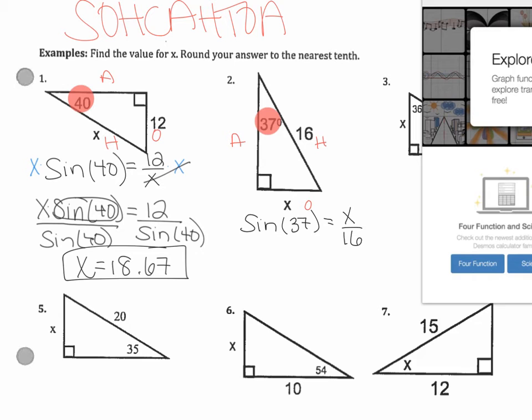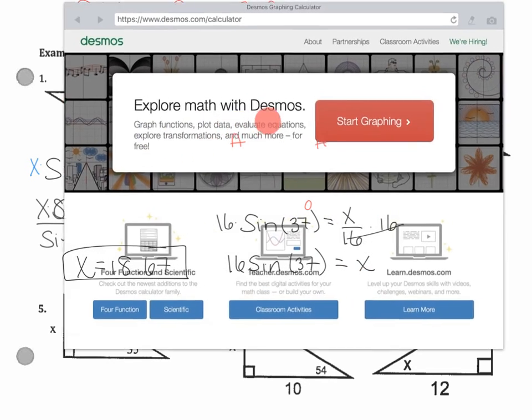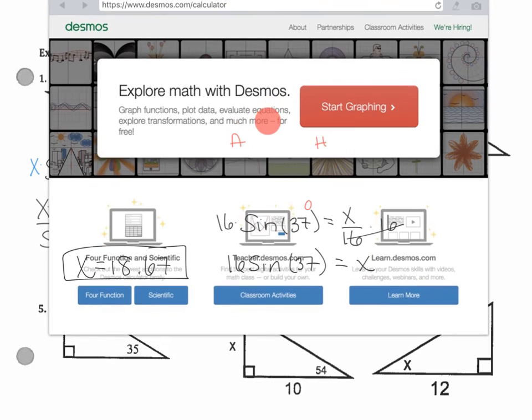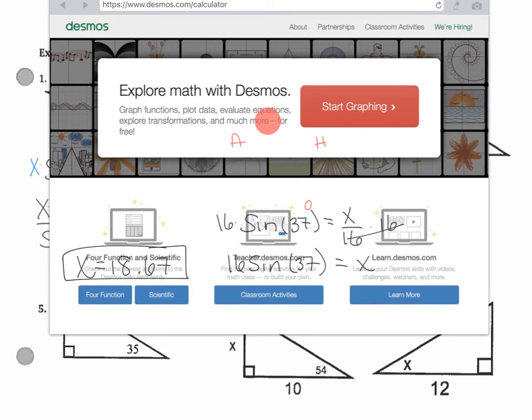Okay? So now notice this one. I have to get x by itself, so I'm going to multiply both sides by 16. So I have 16 sine of 37 equals x. So x is by itself, so all I have to do is type this into my calculator. So let's see if I can do this.